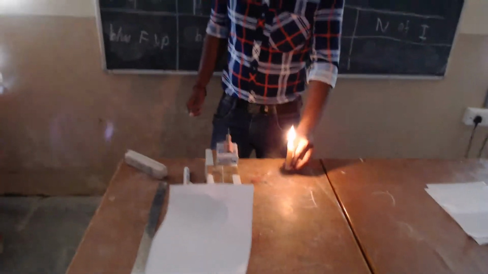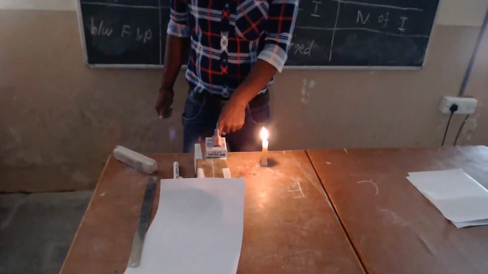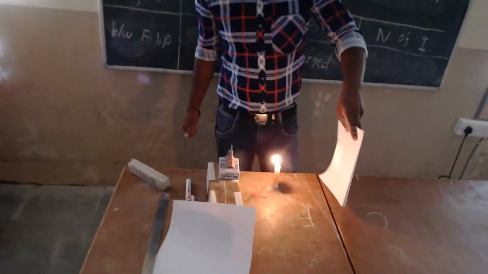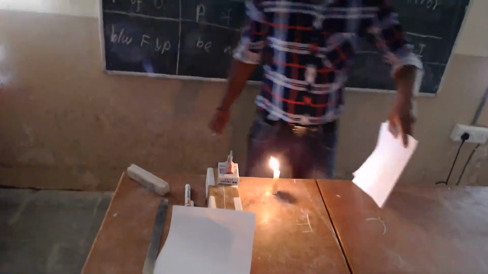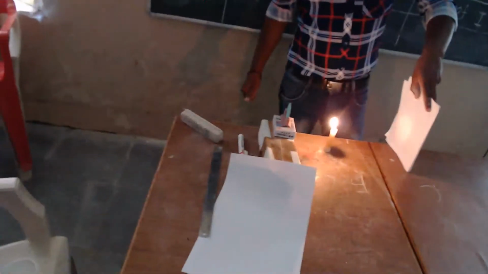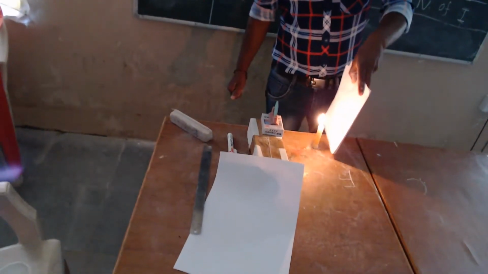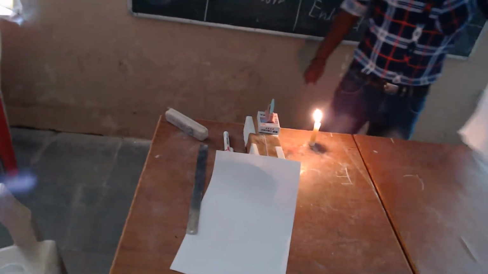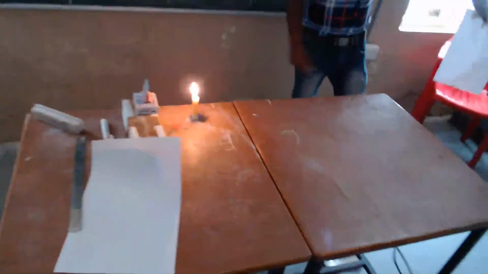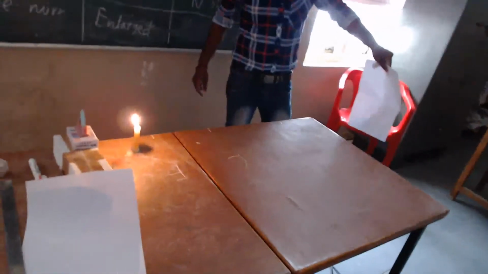So now I will keep the object between principal focus and pole of the mirror. See, I am keeping the screen here. I am not getting any image. If I keep it at center of curvature, or between C and F, or at F, or between F and P, or keep the screen at infinite distance, here I am not getting any image.